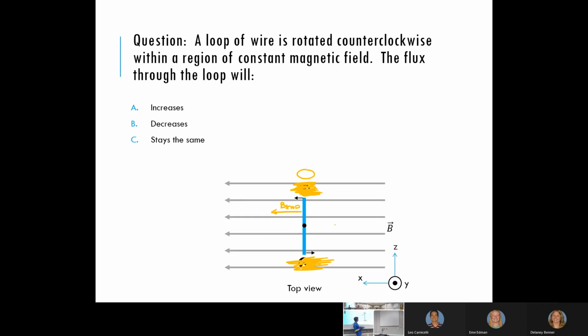Oh, okay, I'll buy that. Yeah, so you're saying it should be going this way. Yeah, I'll buy that. Right, we can grab that top piece, curl our fingers, and get the induced field going that way. Good. So, which means if it's going this way, it should be going into the board up here, and it should be going out of the board up here.